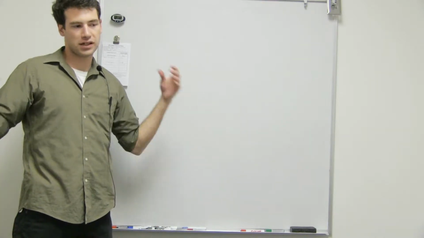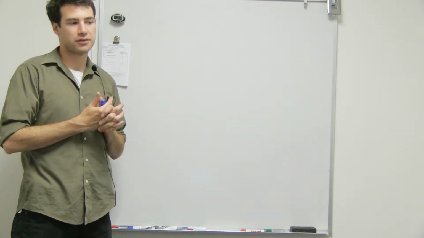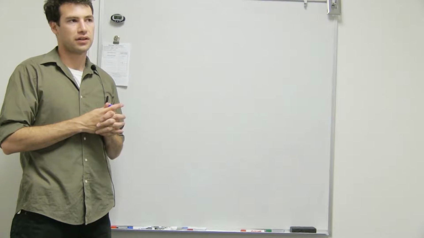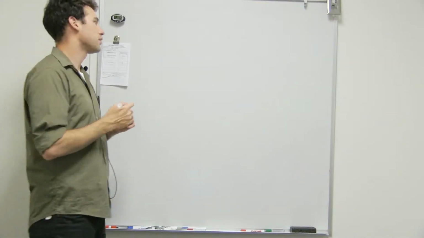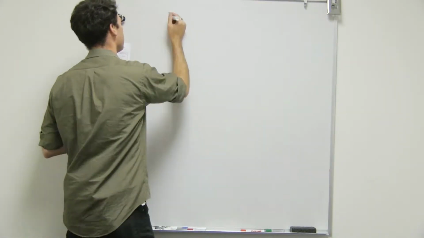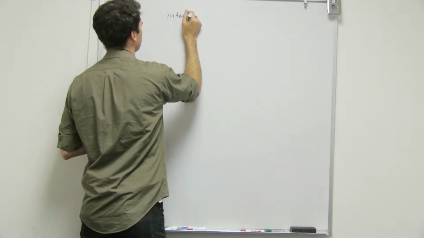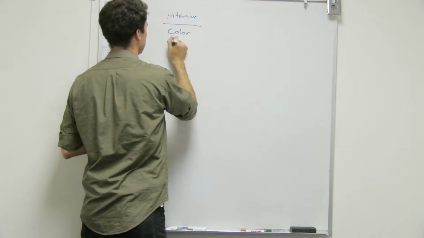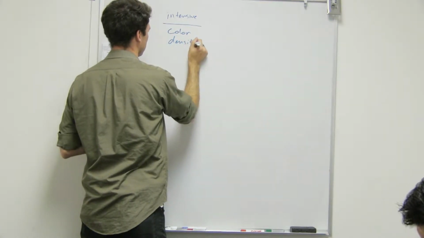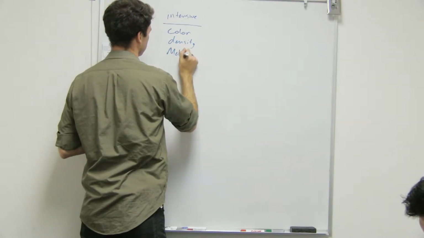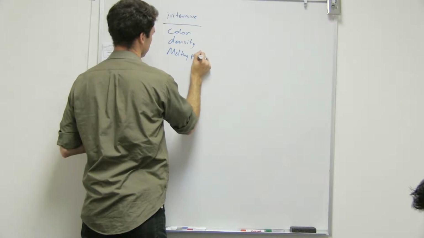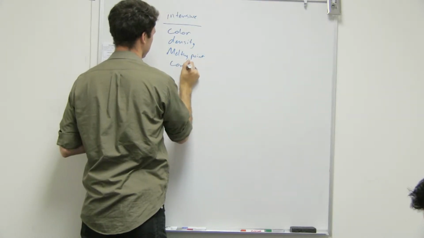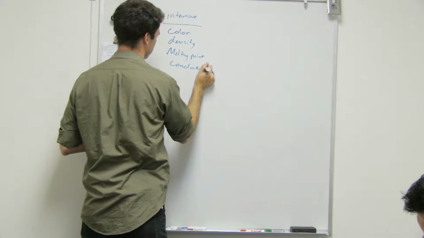Intensive means properties that are within, like, the atom. Extensive means, like, outside influences. So, intensive would be things like color, density, melting point, conductivity. So what would be an example?